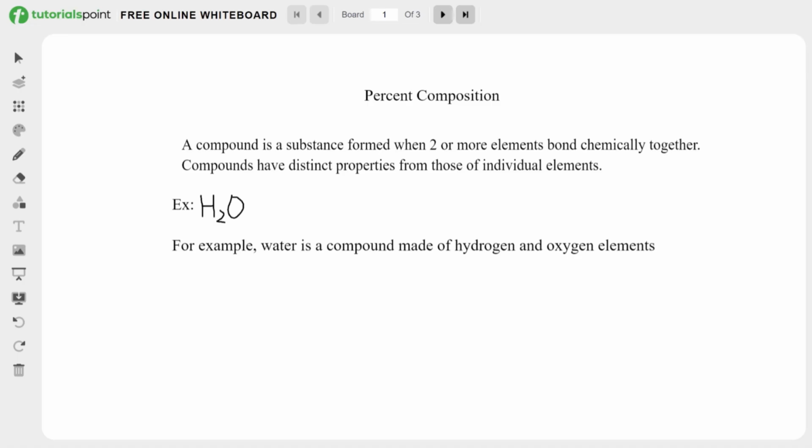Ever looked at the nutrition label on a snack and wondered what percentage of it is actually sugar? Well, the answer to find that is percent composition in chemistry. It tells us how much of each element is in a compound. So let's learn about that.